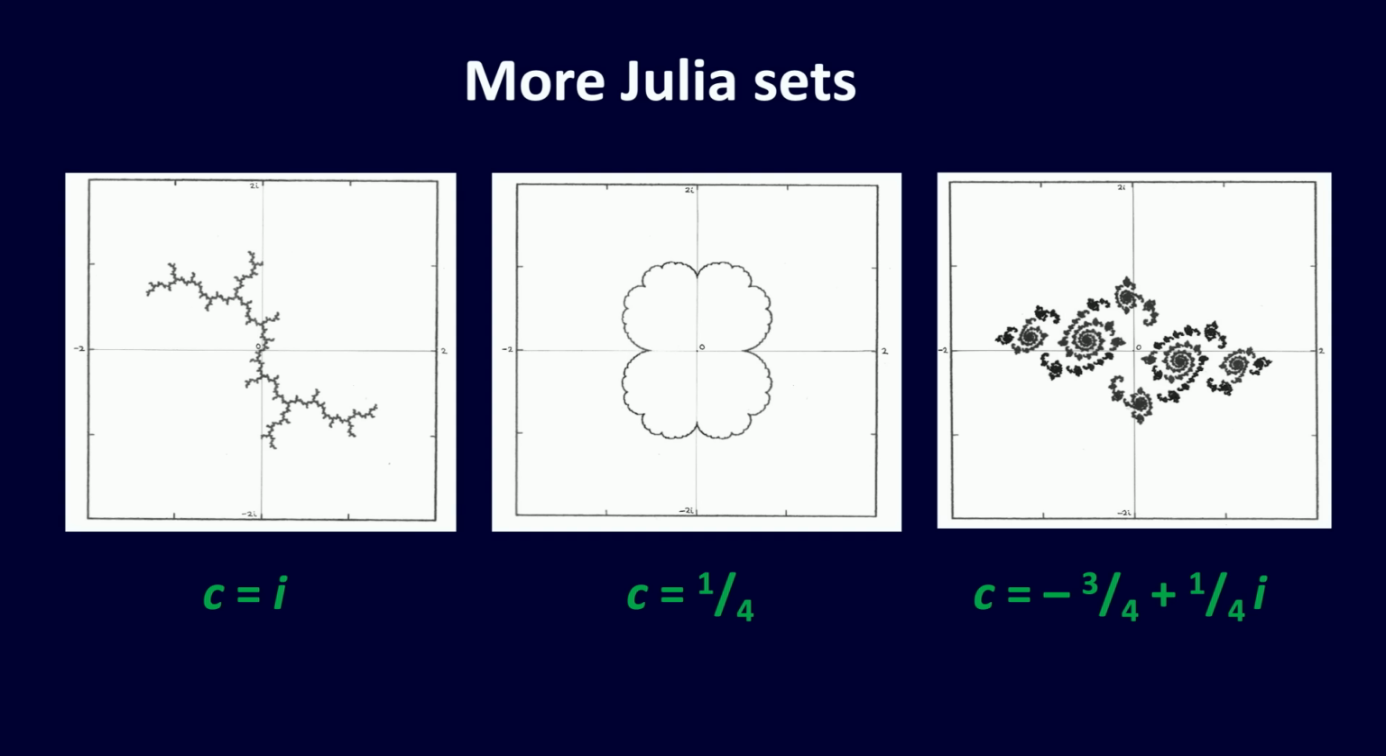So Julia sets vary widely for different values of c. Here are 3 more of them. Note that the first 2 are connected, that is in one piece, while the last one, sometimes called the seahorse, breaks into many pieces. And this difference turns out to be crucial.